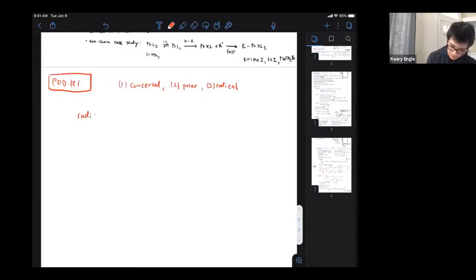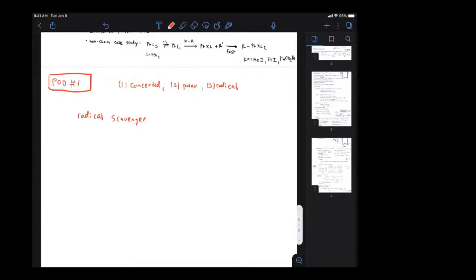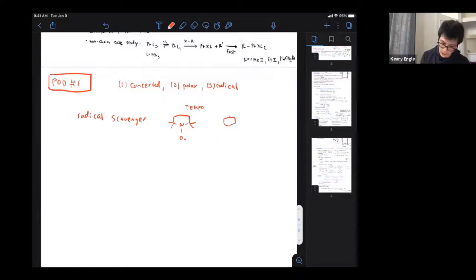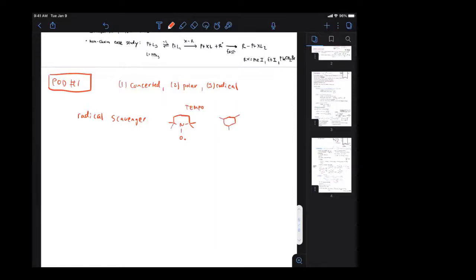Okay. So what kind of radical scavenger would you think about? I'm a little bit hesitant to propose TEMPO because TEMPO is also an oxidant that may shut down the reaction in a different way. But yeah, that's the fastest one to think of. The other possibility, I think, is trinitrotoluene, I believe. Is it? I mean, it definitely is some polynitro aromatic compound, but I can't remember. It's also a radical scavenger.